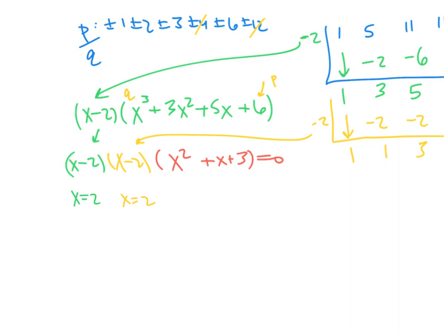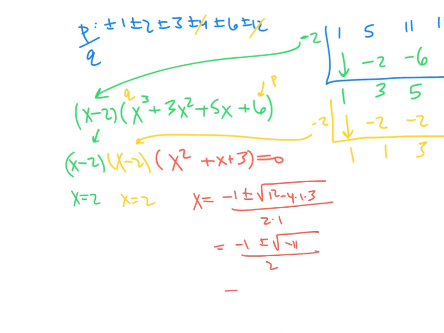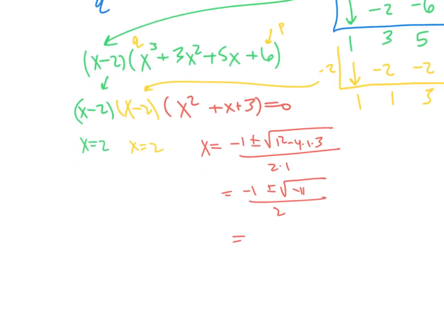That problem is not factorable. There are no factors of 3 that add to 1. So what do we do? Let's try the quadratic formula. x equals opposite b plus or minus the square root of b squared minus 4 times a times c, all over 2a. So we have negative 1 plus or minus the square root of 1 minus 12, which is negative 11, over 2. Simplify that a little bit. I have negative 1 plus or minus the square root of negative 11, which is i root 11, all over 2.